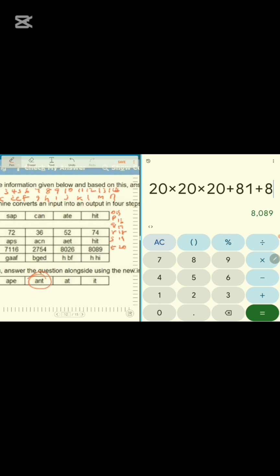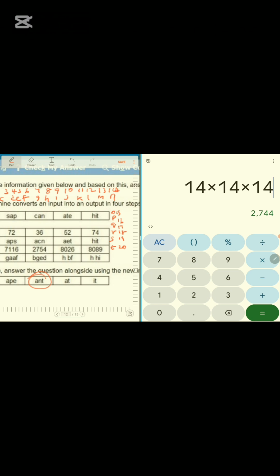Let us now solve the question. ANT. We already know T is 20. 20 times 20 times 20 is 8,000. Plus 14. You see where it is adding. So the calculator is not handling it the way we want. So let's start from 14 times 14 times 14. That is 2744.